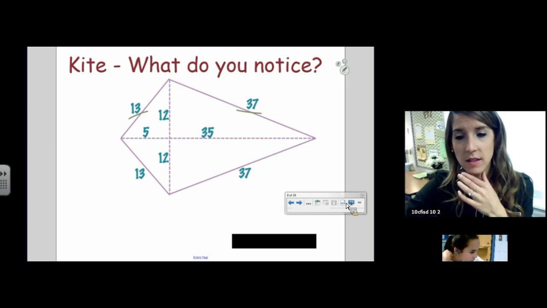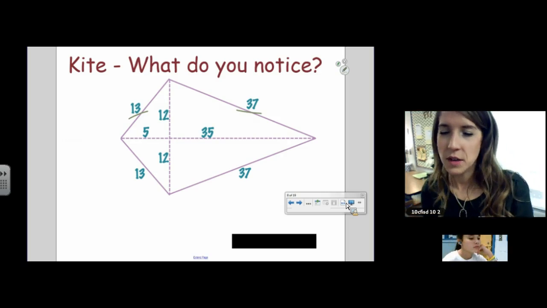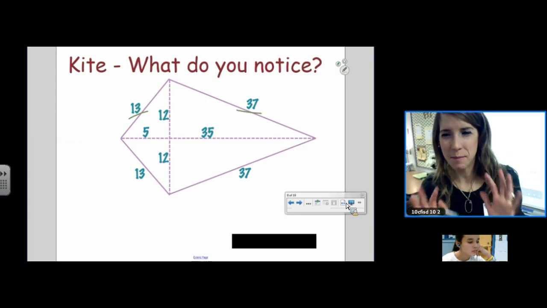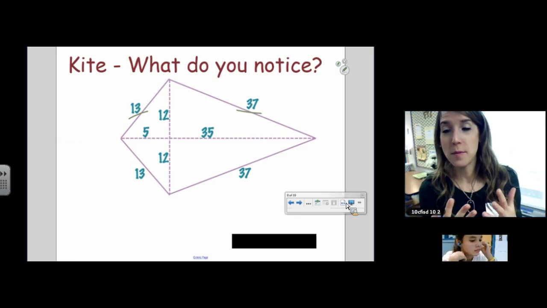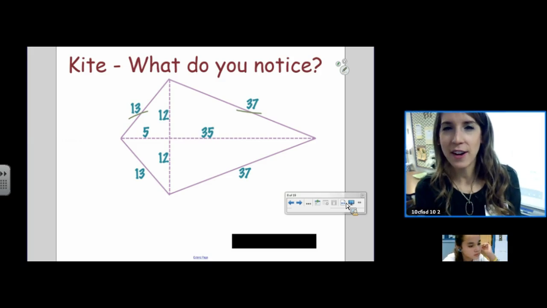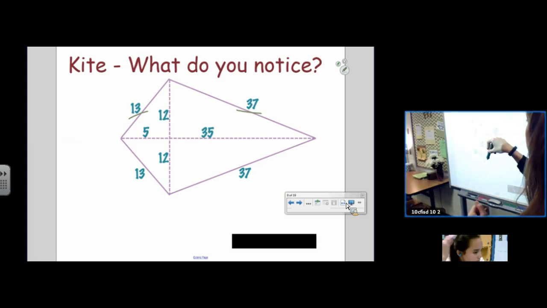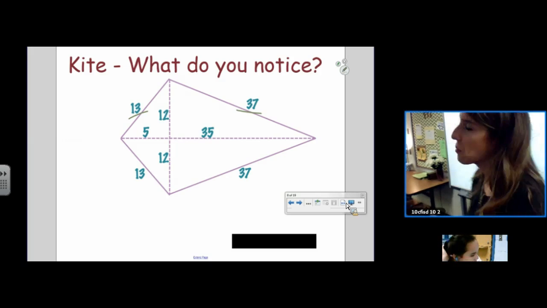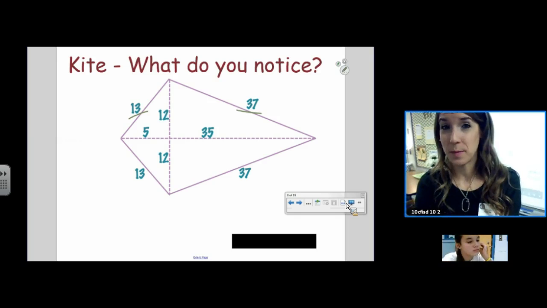Good. Anything else you want to notice about these side lengths and segment lengths? So you guys are saying the diagonals seem perpendicular, but we don't have any numerical evidence to support that. Do you notice that those are maybe Pythagorean triples? Have you learned some of your triples? 5, 12, 13, 12, 35, 37. You may or may not have noticed it. If you did notice, those are Pythagorean triples.